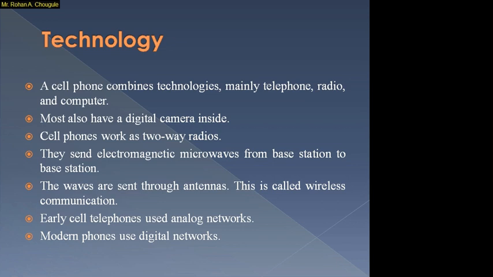The next, the cell phone works as a two-way radio. As two-way radios, they are used to send the signals and also to receive the signals. Basically they send electromagnetic waves from base station to base station. As we have already discussed, radio technology is used in phone networks, so the phones are used to send electromagnetic waves from one base station to another, and the waves are sent through antennas. Whatever information is sent from one base station to another is carried out with the help of antennas.